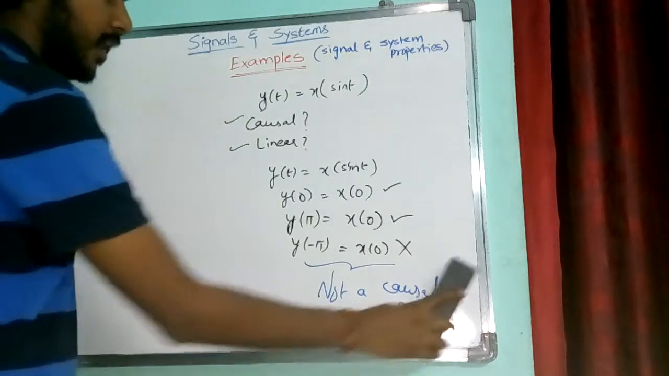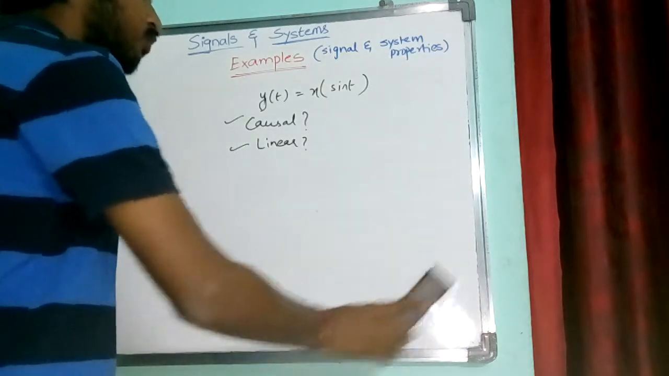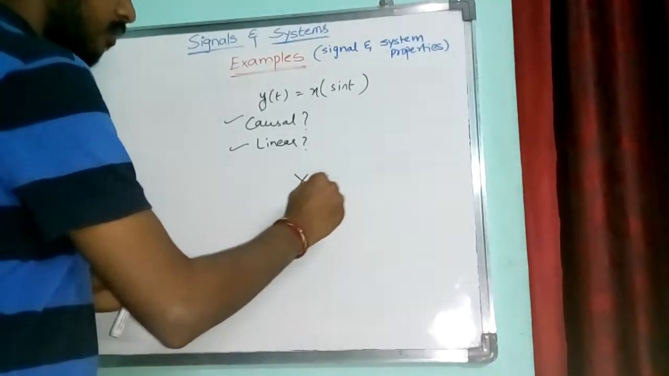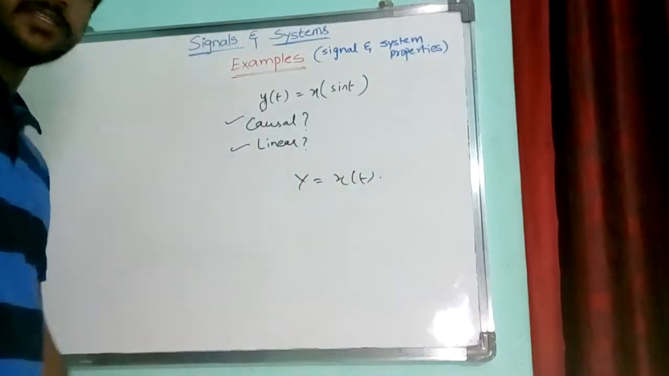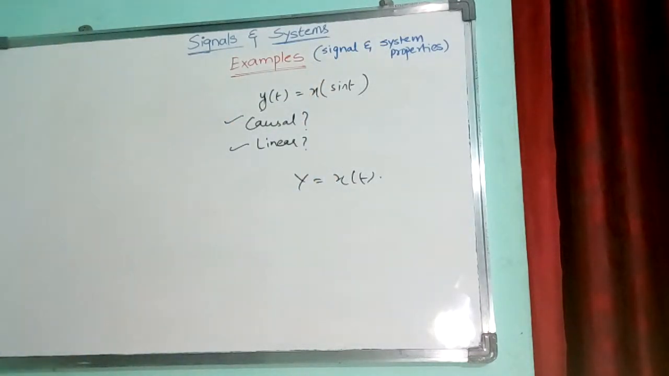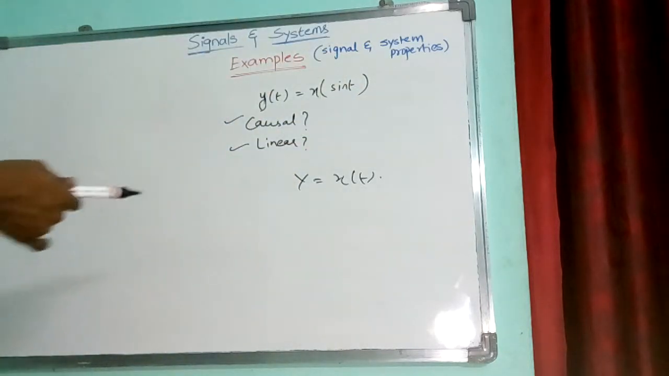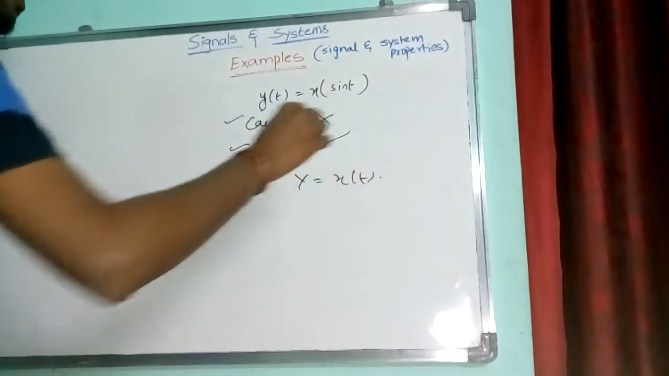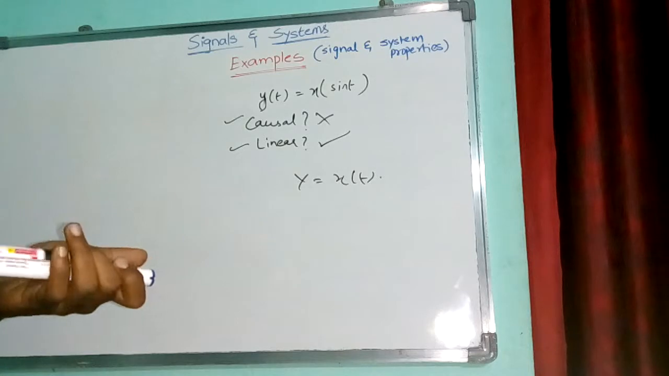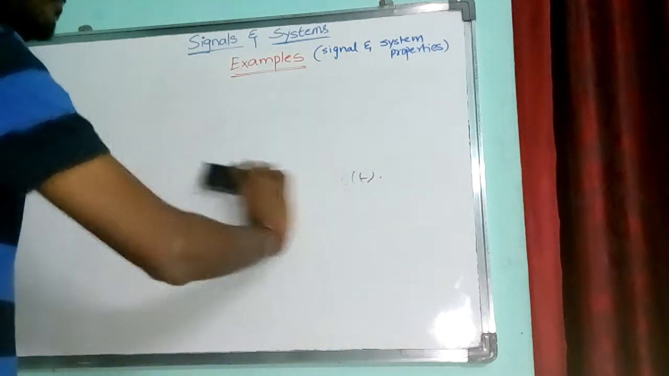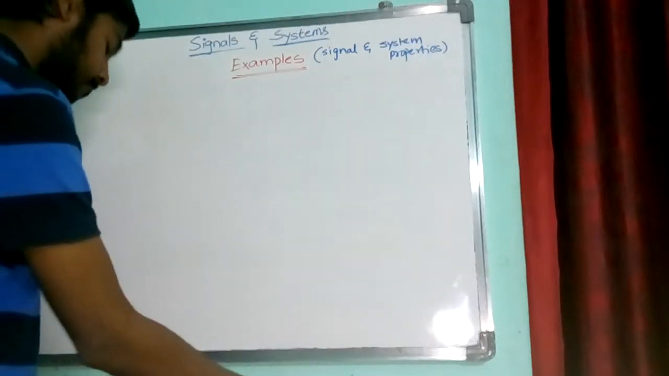Now coming back to linearity. I already mentioned that systems of type y equals x of t are always linear systems. Here instead of t they are given sin t, there will be no change, just the time sample will change. x of sin t1, x of sin t2. When I transform both sides, I'll get the same thing as the output. So the system is linear, but it is not a causal system.